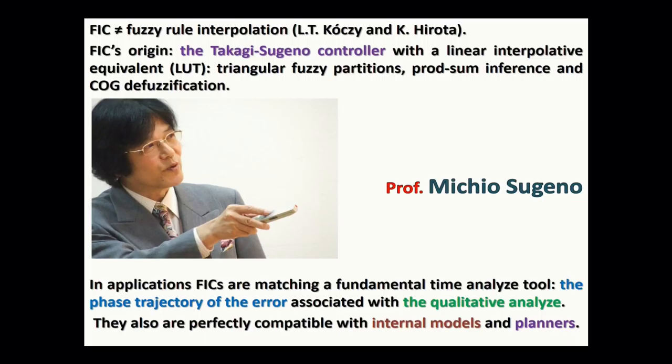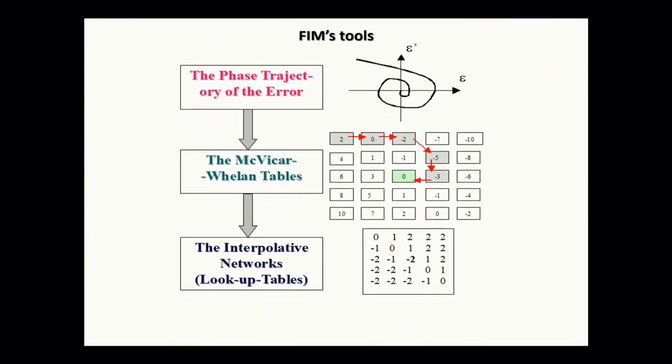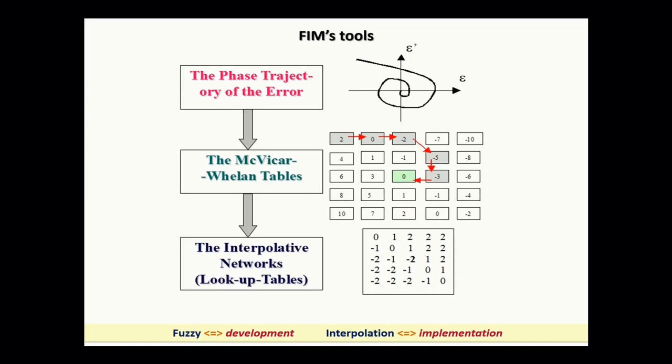And what is the specific tool that allows us to embed this in FPGAs, for instance? It's the phase trajectory. You see here the essence of the fuzzy interpolative controller. It's the transition from the theoretical classical tool, which is the phase trajectory of the error, to the linguistic phase trajectory, which is operable in the MacVicar-Whelan tables, inference tables. And then these tables can be equated with lookup tables. So the idea is that for conceiving an application we use fuzzy, and for the implementation stage we use interpolation.